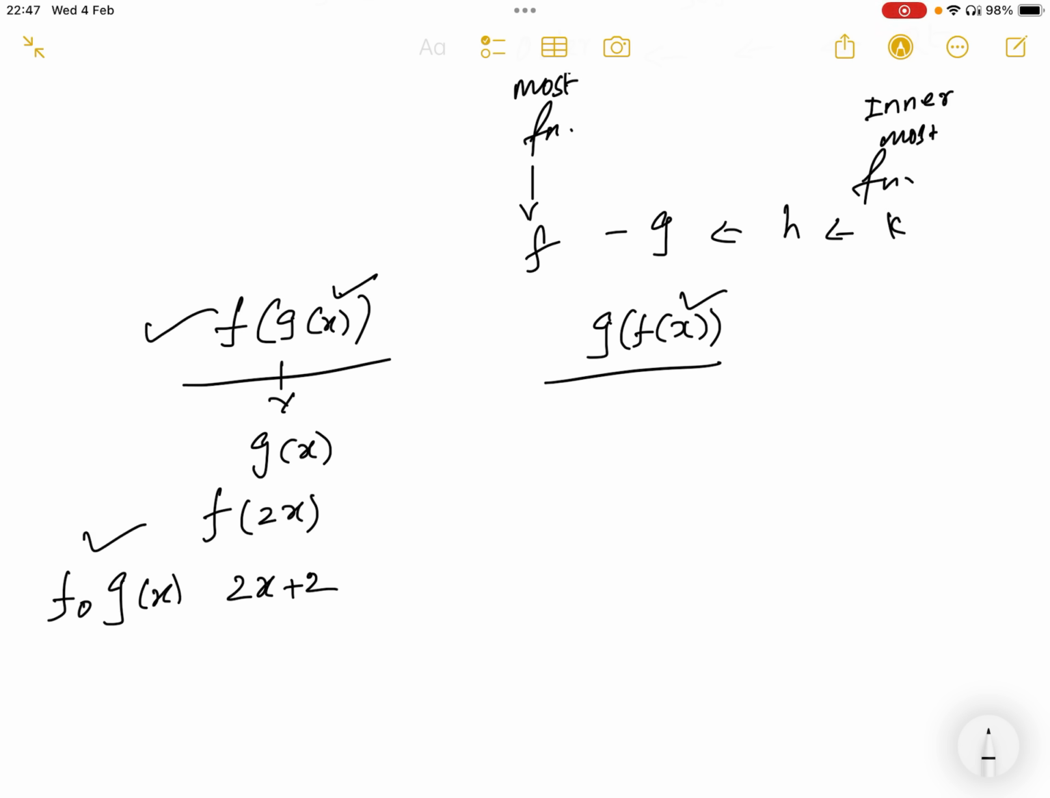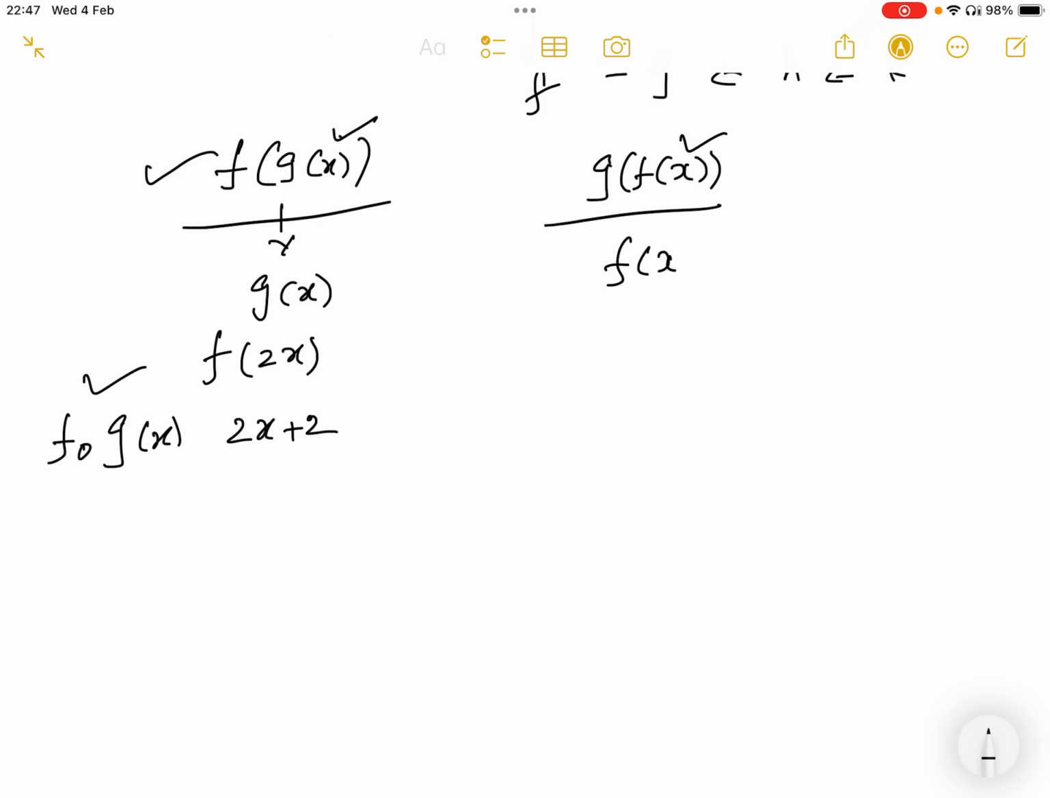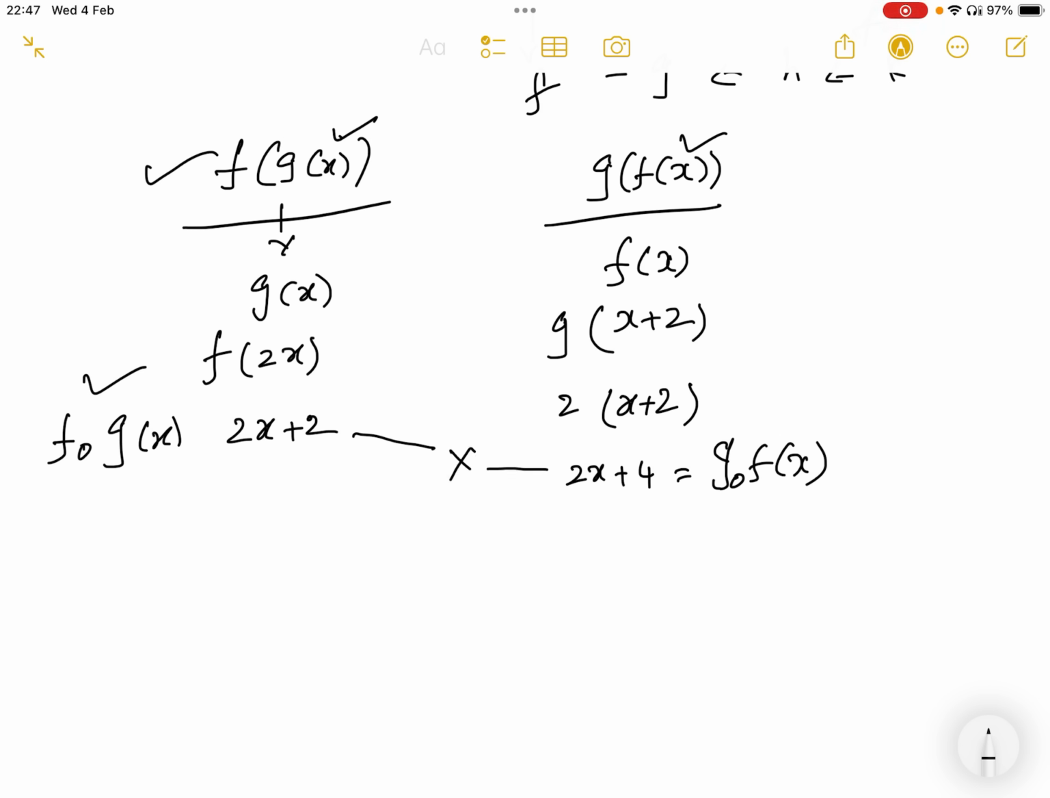Now we'll go to g of f of x. Again the input is x. f, being the innermost one, processes it and adds 2 as per the rule, and gives the output to g. g takes the input and processes it by multiplying by 2, and gives us 2x plus 4 as the output, which is g of f of x. You see, 2x plus 2 is not equal to 2x plus 4. Therefore, f of g of x is not equal to g of f of x. Generally, it is not equal. There are some exceptional instances that we will discuss later, in our next video.